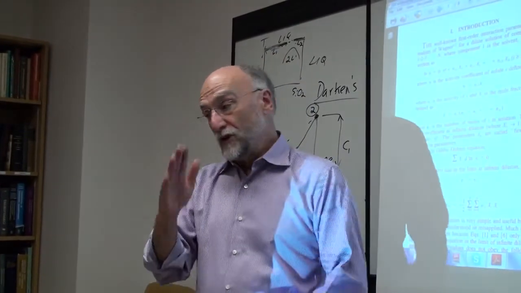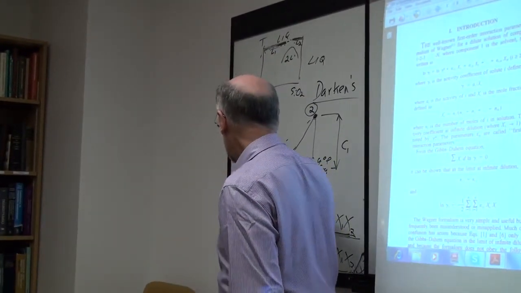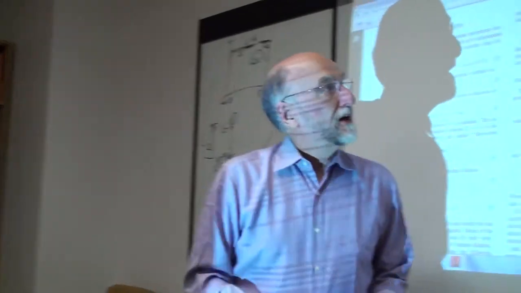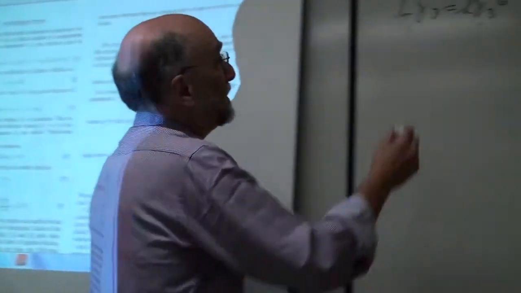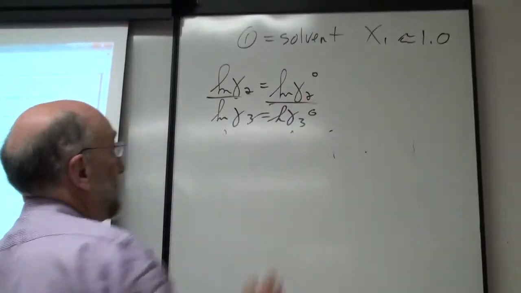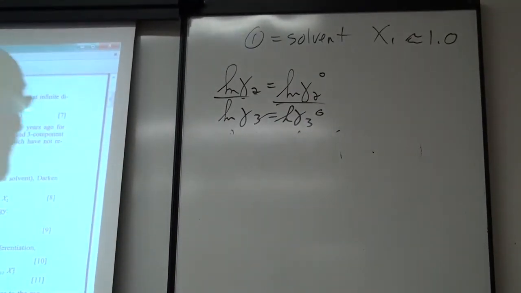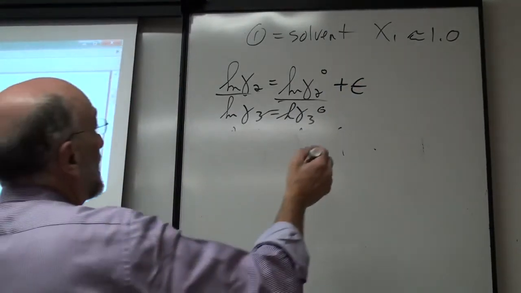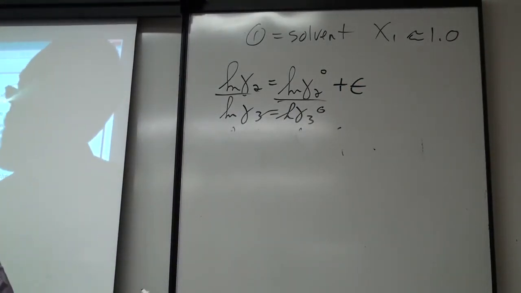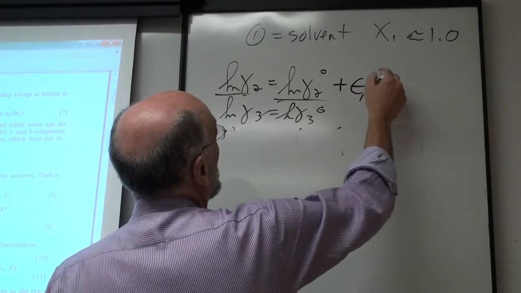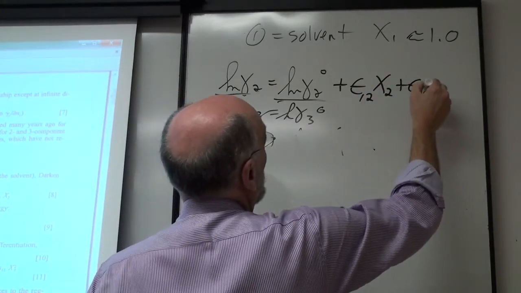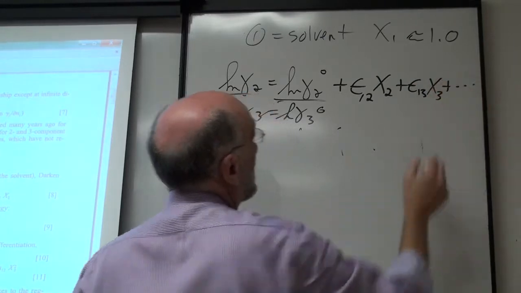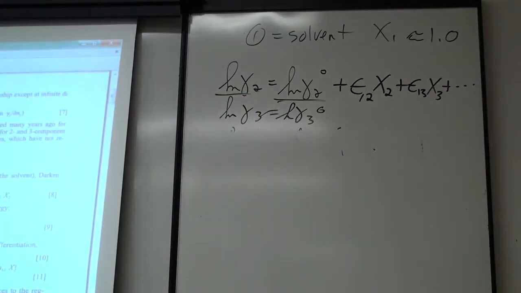He said, okay, you're going to a solution that's not extremely dilute, but it's somewhat dilute. In that case, he brought in corrections. So he said, well, log gamma 2 now is equal to its value at the limit when x1 equals 0, plus a constant, epsilon 1,2 times x2 plus epsilon 1,3 times x3, etc., where the epsilons are Wagner's linear activity coefficients. They're called Wagner's interaction parameters or interaction coefficients.